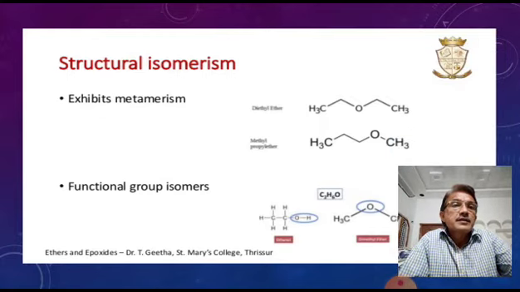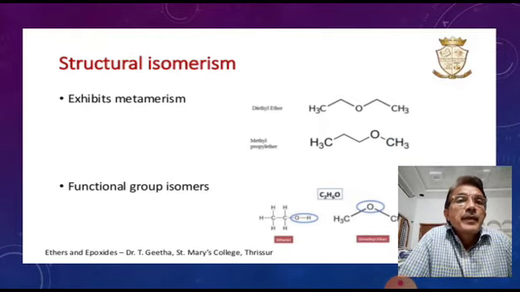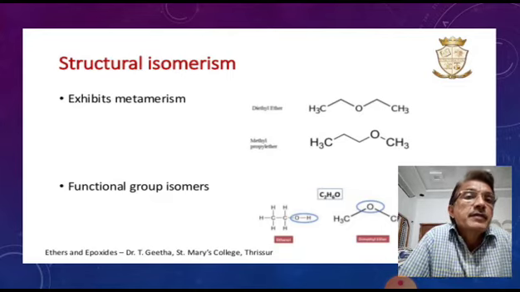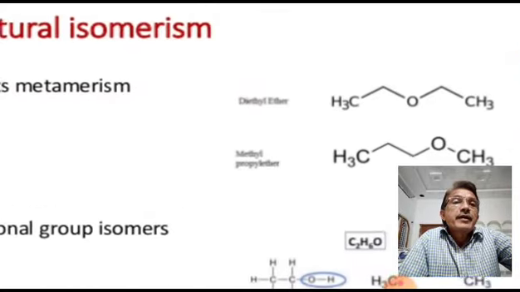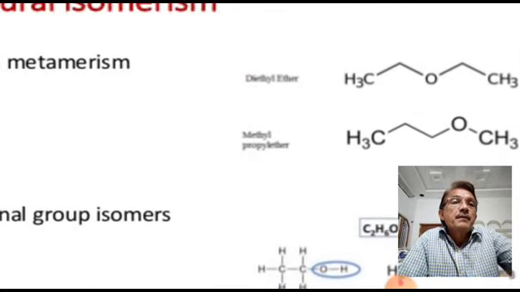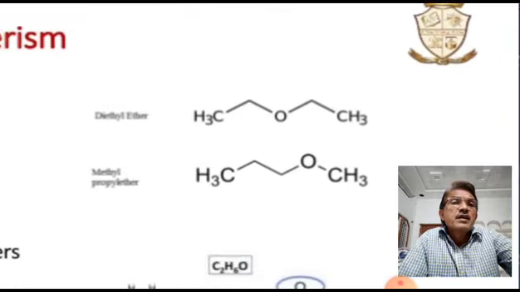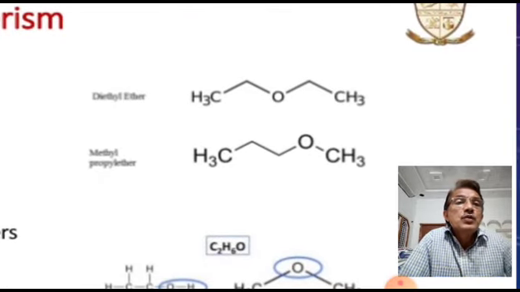Ethers exhibit metamerism. For understanding metamerism, let us take one example. CH3CH2OCH2CH3, that is diethyl ether, and methyl propyl ether, CH3CH2CH2OCH3. Ethers exhibit metamerism.